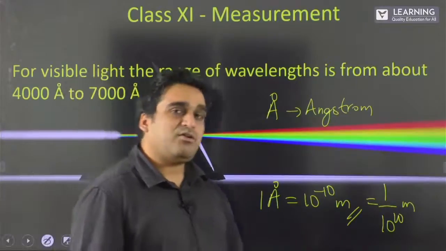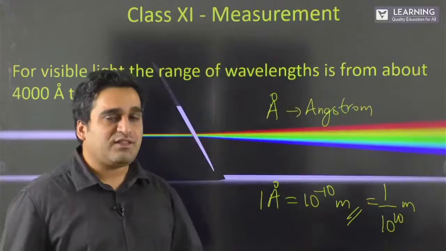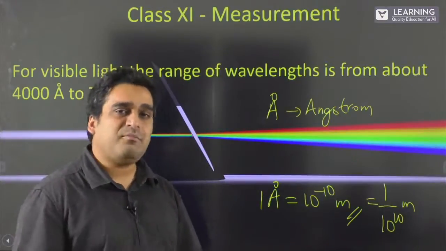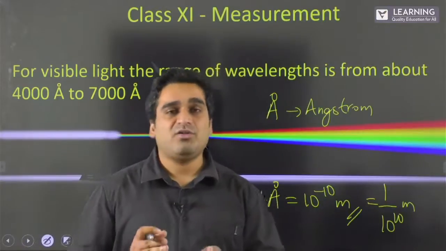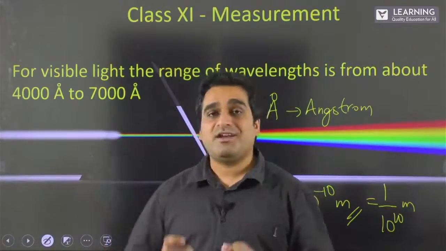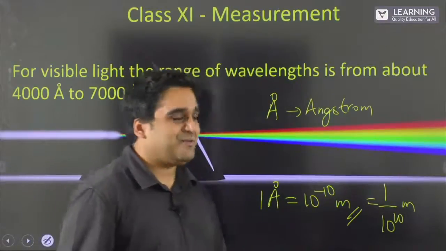You have the chapter called optics, so you will be learning what the various wavelengths for different colored light are, and problems that are based on it. How do we make a measurement for the wavelength of light? That also will be discussed in class 12 optics.